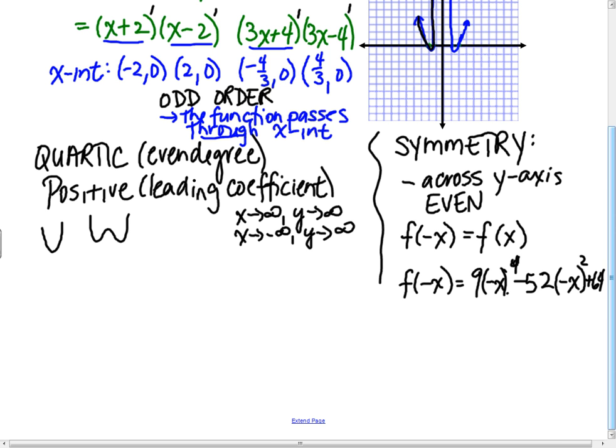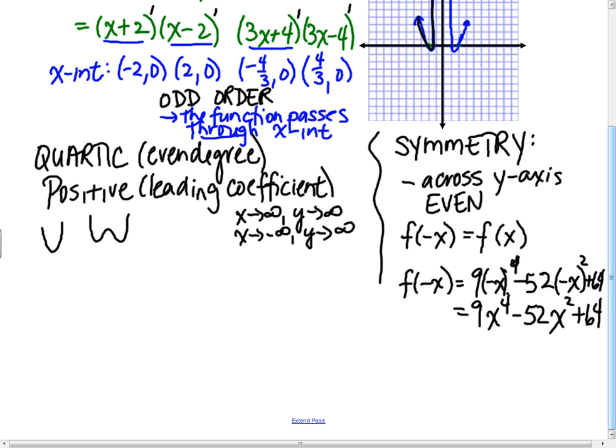There. Let's tidy it up. Negative x to the power of 4 is negative x times negative x times negative x times negative x, which is really positive x to the 4th. Take away 52 times negative x squared, which is really negative x times negative x, which is the same as x squared.